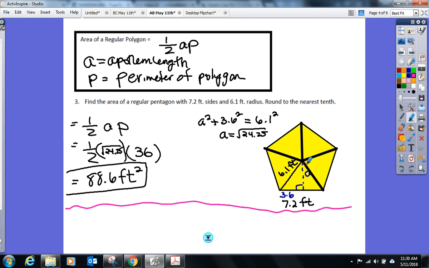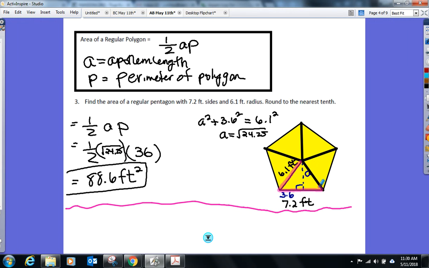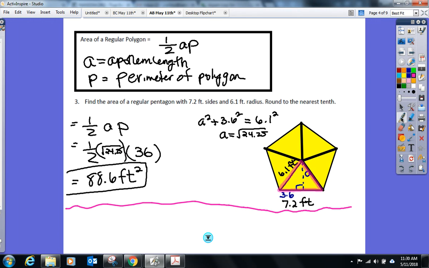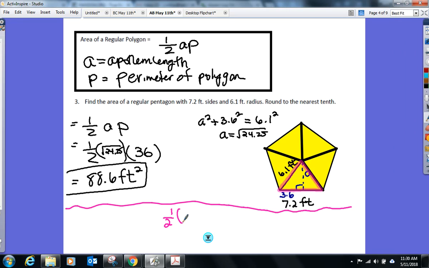Do you guys know the area formula for this figure? What's the area formula for a triangle? What would be your base then? Height we just found. There's the area for one triangle, and then you would take that and multiply by the number of triangles. Okay, so if you forgot 1/2 AP or just don't care to use it, you can always cut it up into congruent triangles, find the area of one triangle, and multiply by how many there are. Okay? Questions?